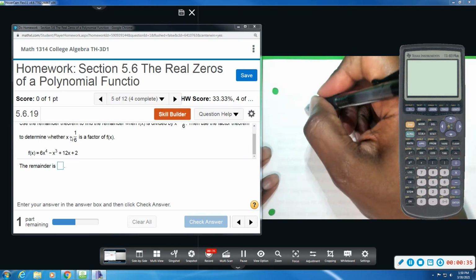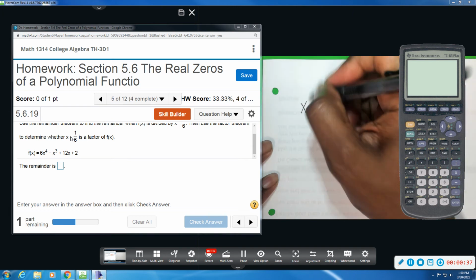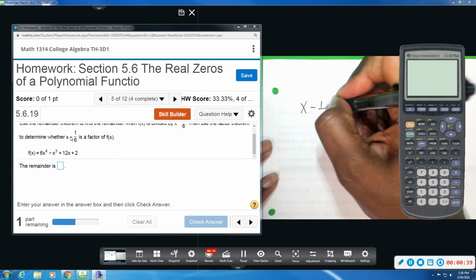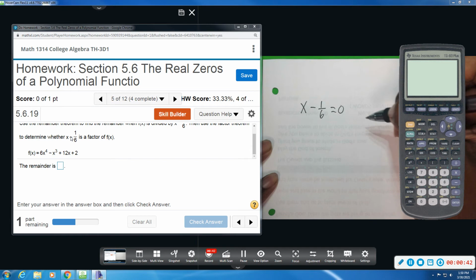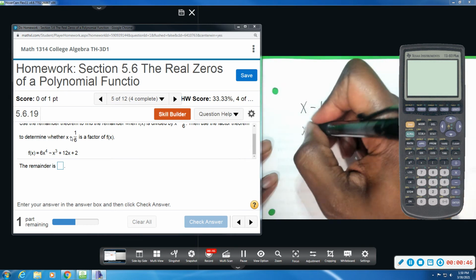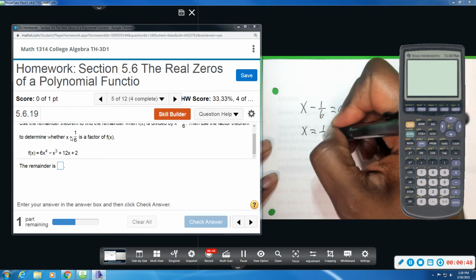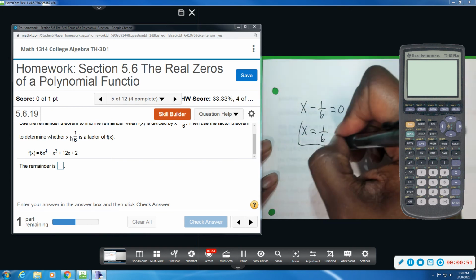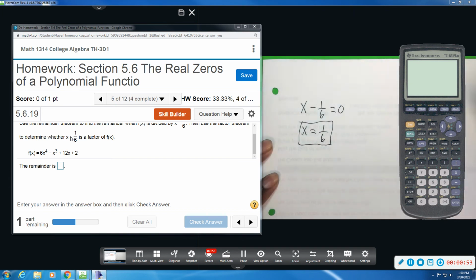And so the factor that we're going to be plugging in, you have to remember, you take this linear factor, you set it equal to 0, and you solve for x. So we would have to add 1 over 6. So x equals positive 1/6. This is the number that we're going to be plugging in, 1 over 6. So with a calculator, I'm going to do this. Now, we're hoping to get 0. If we get 0, that means it is a factor. If we do not get 0, it is not a factor.